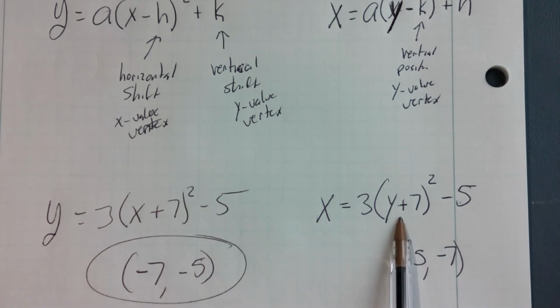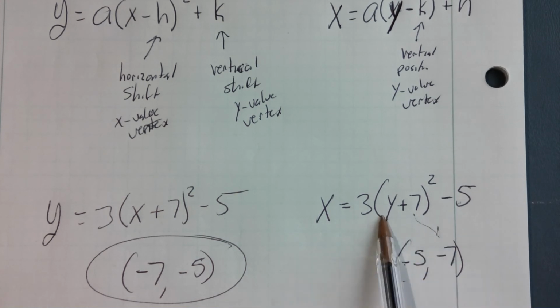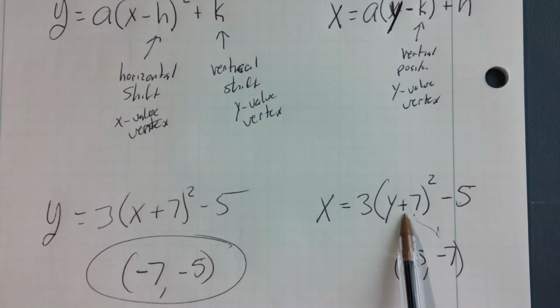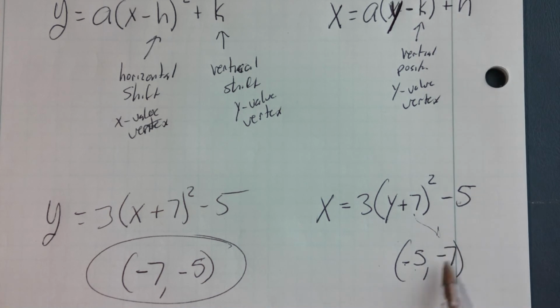Okay, so here, think about the y value. So I'm going to find the y value first and say, what y value makes this parentheses 0? Well, -7 does. And when I plug the -7 in, this 0 squared times 3 is 0 minus 5. Well, that means the x is -5. So I get (-5, -7). So it flops.